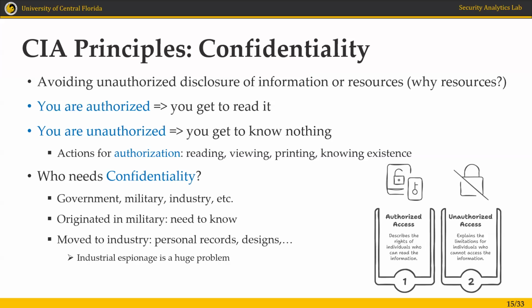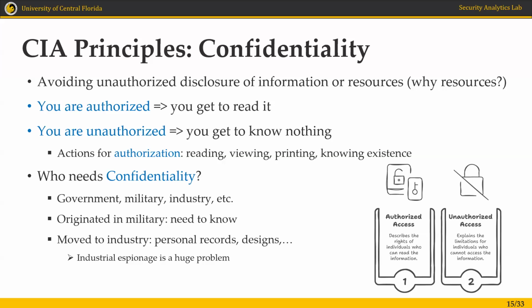We move to confidentiality, part of the CIA triad, or the notion of principle. So, to avoid unauthorized disclosure of information or resources. And why the resources? Because we want to contain those resources and not have them shared with malicious actors. So if you are authorized, you get to read. If you're not, then you don't get to know. We must set actions or permissions, authorizations for those users by access control, such that they can read, view, print, or know the existence of information that is there.